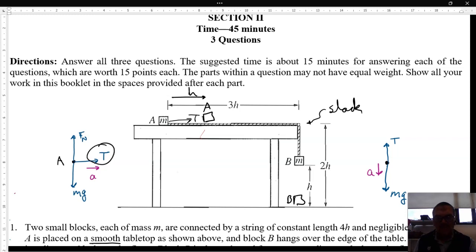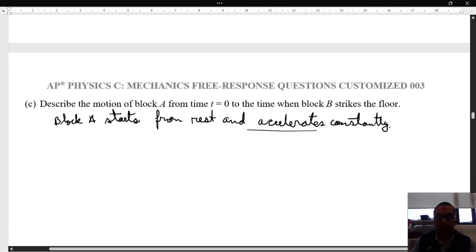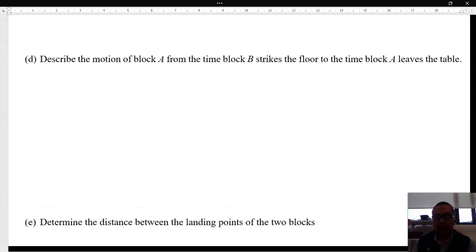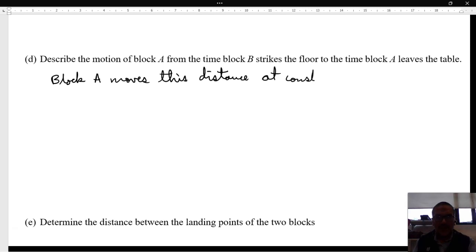If there is no tension, then there is no reason for block A to accelerate. So you can assume that the velocity will be constant. And so your description will be block A moves this distance at constant velocity.